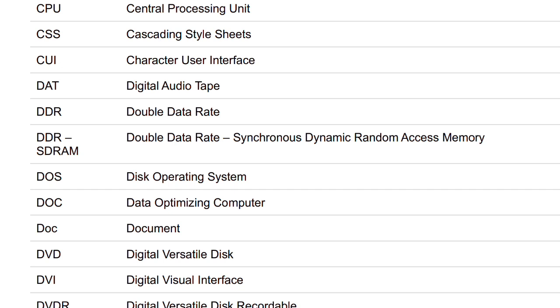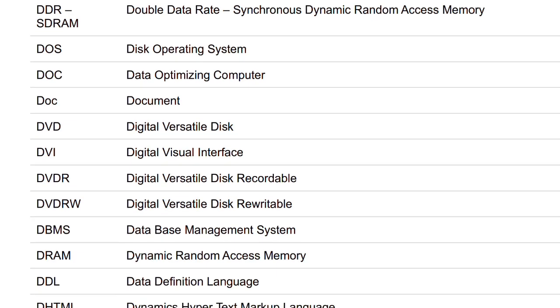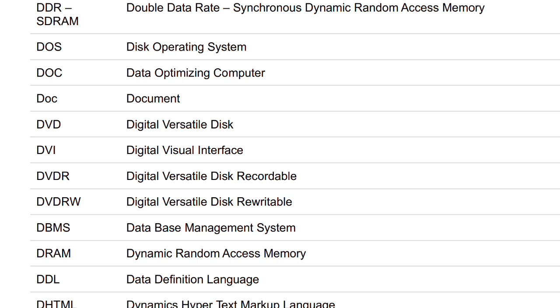Then we have a DDR SDRAM, that stands for double data rate synchronous dynamic random access memory. Then we have a DOS, disk operating system. DOC, that stands for data optimizing computer. Then we have a DOC, that stands for document. Then we have a DVD, that stands for digital versatile disk. Then we have a DVI, that stands for digital visual interface.